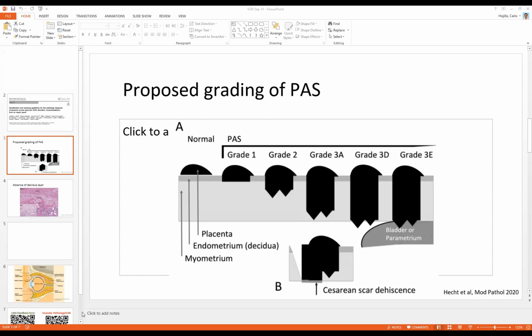This is very good. I think the majority of the participants did come to the conclusion that it is indeed, I would classify this as grade 3D, which is deep invasion with disruption of the serosa. If we look at the specimen again, can they see the screen?